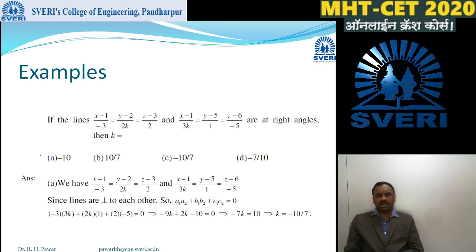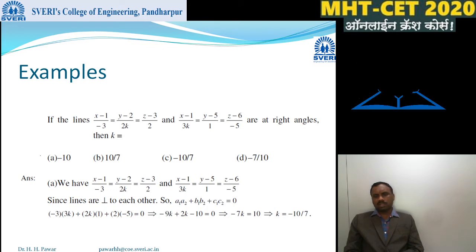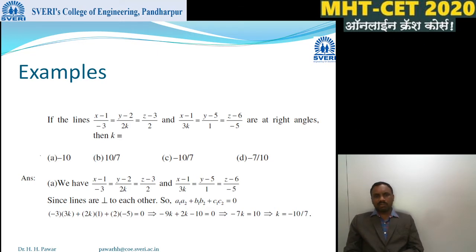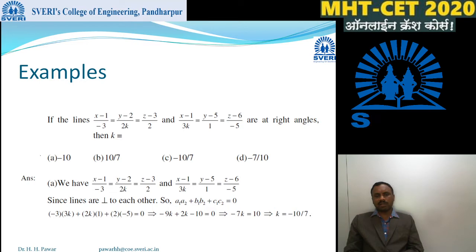So here two equations of a line are given in Cartesian form, and as we know, equations are in the form of (x minus x1) upon a1 equal to (y minus y1) upon b1 equal to (z minus z1) upon c1. So here minus 3, 2k and 2 are the direction ratios for the first line, and 3k, 1 and minus 5 are direction ratios for the second line.